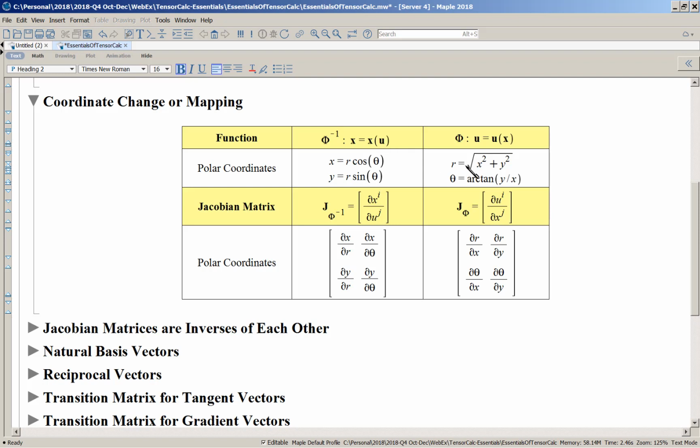If you write polar coordinates in the form r equals root of x squared plus y squared, theta is arctan y over x, then you know an x and a y, so you know a present coordinate, and you are sending it to the new coordinates.